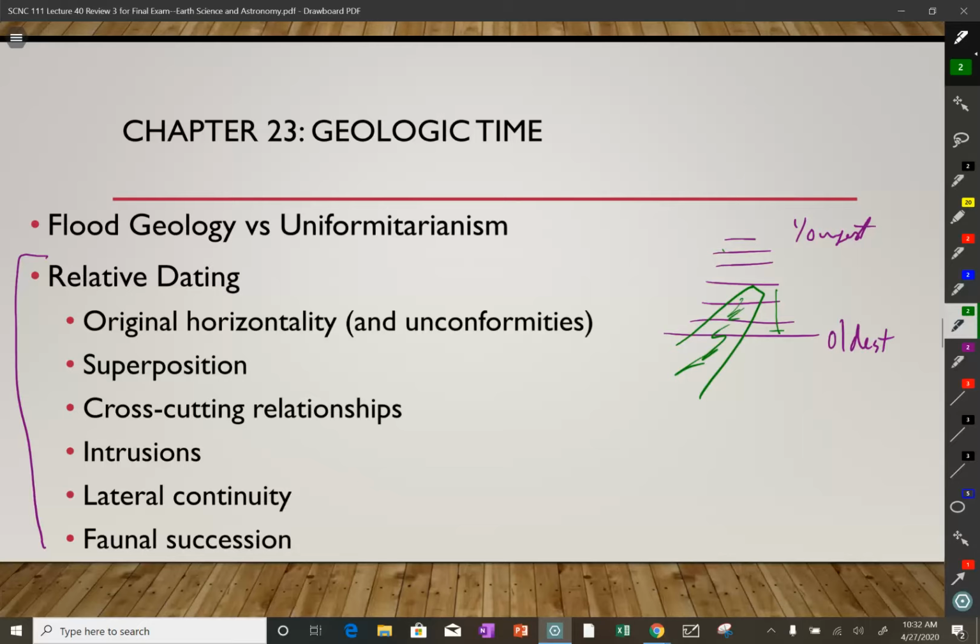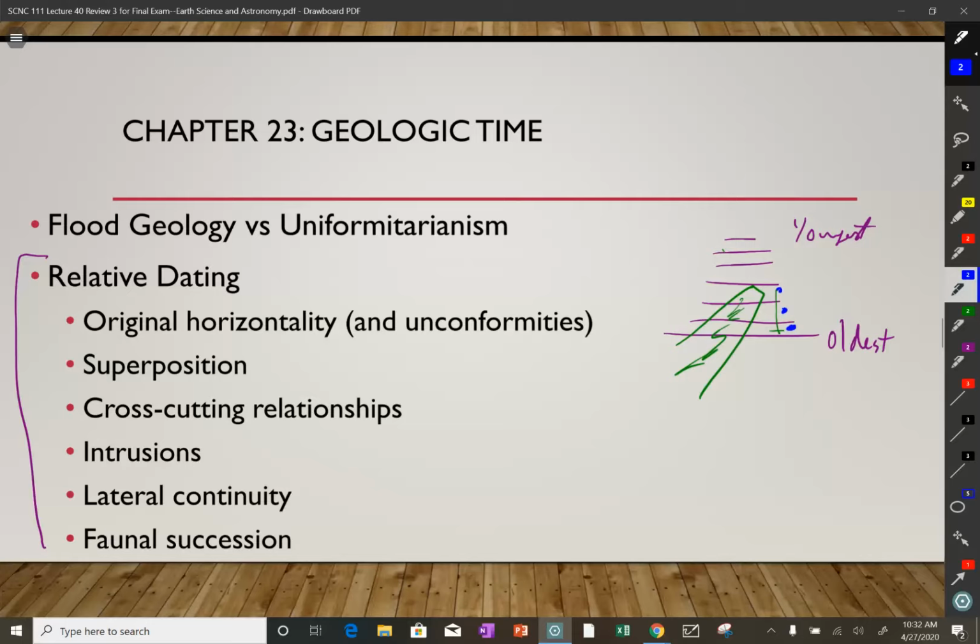Faunal succession is talking about the things we find in here. So if we find fossils here, we find fossils here, we find fossils here. The fossils in the younger layers came after the fossils in the older layers. That's something that we all agree on, whether we are creationists or evolutionists.